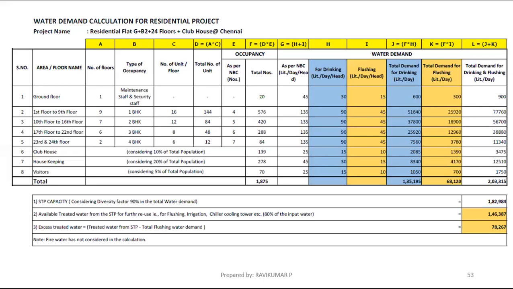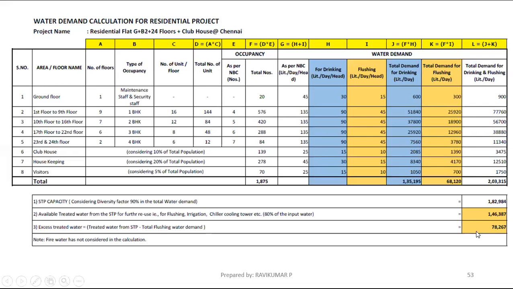What are you going to use the treated water for? This treated water you have to use for flushing. First, you will fill the tanks with 2 lakh liter. You are going to fill 2 lakh liter only at first. Then from the next day onwards, you will get 146,000 liter. Where will you get it from? From the STP only. You can use this STP treated water for flushing.